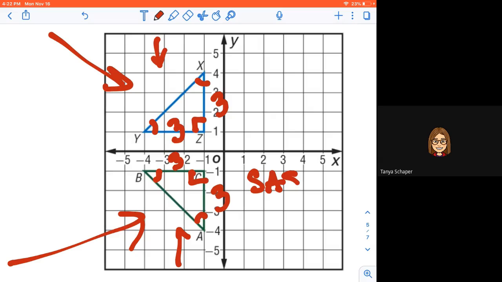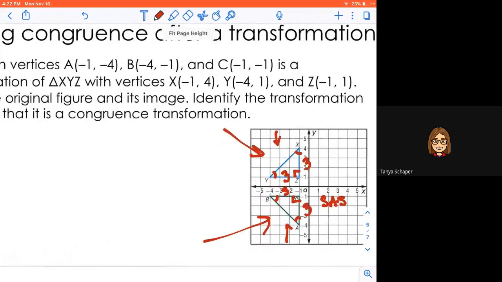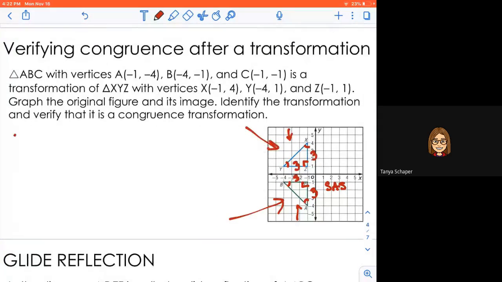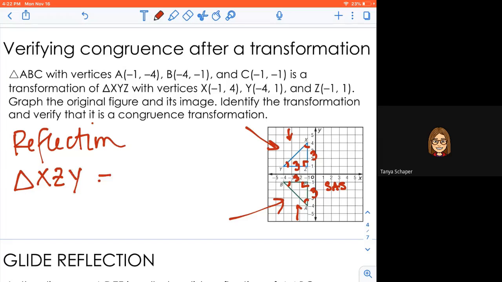Side, angle, side. So identify the transformation. It is a reflection. Identify whether it is a congruence transformation, and it is. Triangle XZY is congruent to triangle ACB by side, angle, side. All right. Again, keep pulling that terminology back and back. We need it.